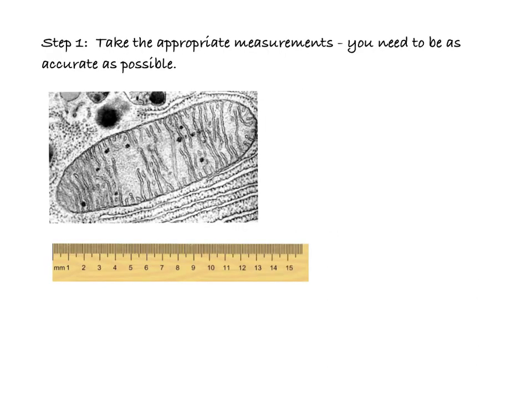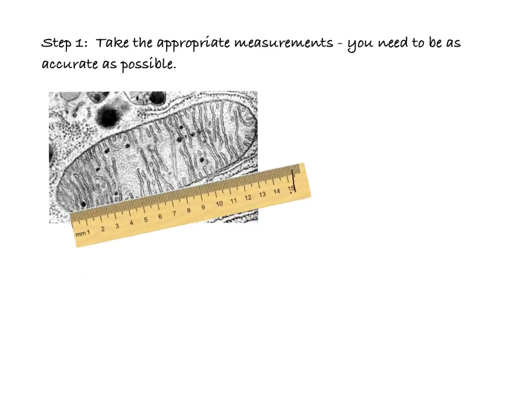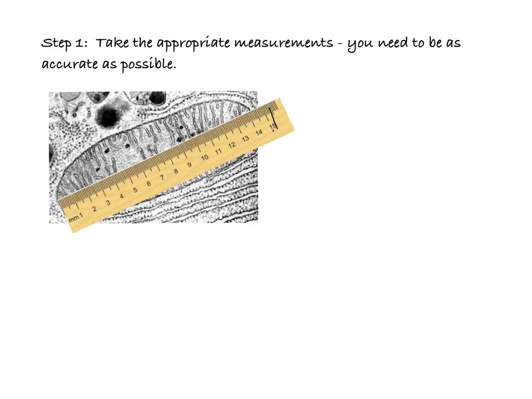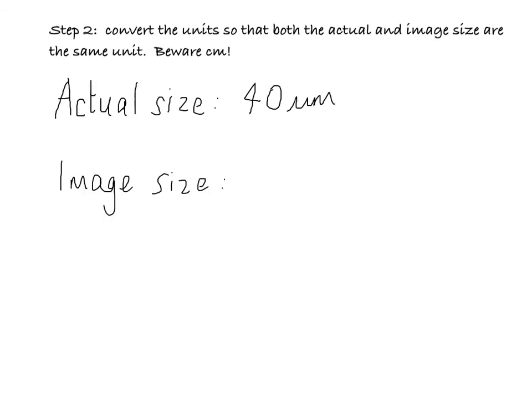In this question, we're going to be asked to calculate the magnification, and we've been given, or will be given in a moment, an actual size for the length of this mitochondria. So the first step is to measure the image size. So we take our ruler and measure the length, which is coming out at 14.2 centimetres. So our actual size is 40 micrometres, and our image size is 14.2 centimetres.